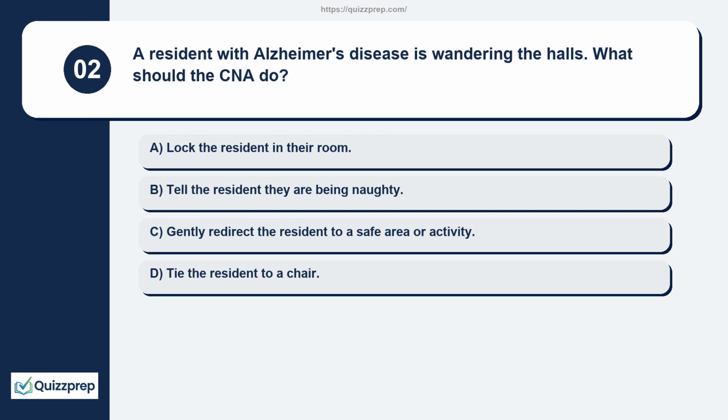Question 2. A resident with Alzheimer's disease is wandering the halls. What should the CNA do? Lock the resident in their room. Tell the resident they are being naughty. Gently redirect the resident to a safe area or activity. Tie the resident to a chair.